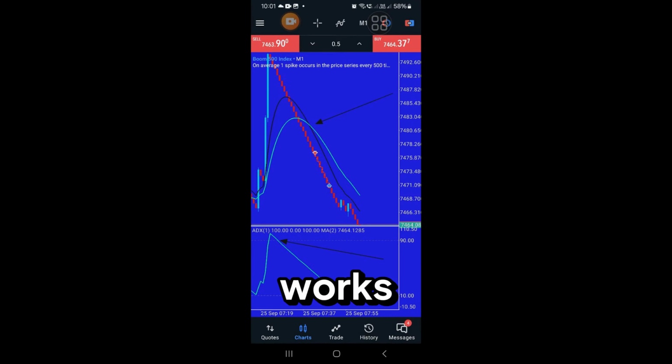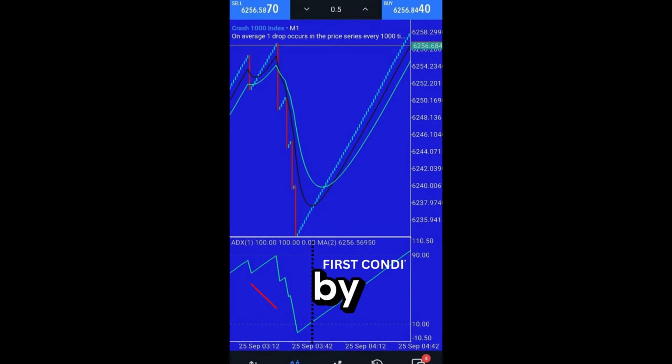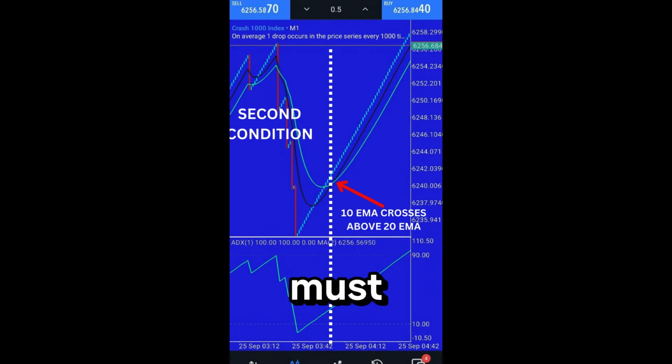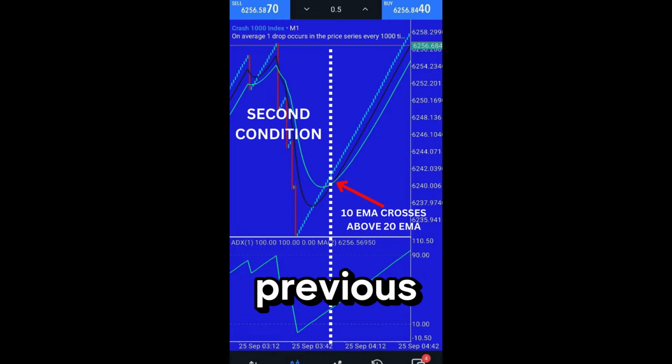How the strategy works. For crash, buy. First, wait for the lime 2 SMA to reach the oversold zone on the ADX, below level 10. Next, wait for the lime 2 SMA to cross back above level 10. Check the main chart: the 10 EMA must cross above the 20 EMA. This confirms your entry. Open a buy trade and hold it for at least 5 candles. Place your stop loss below the previous spike.